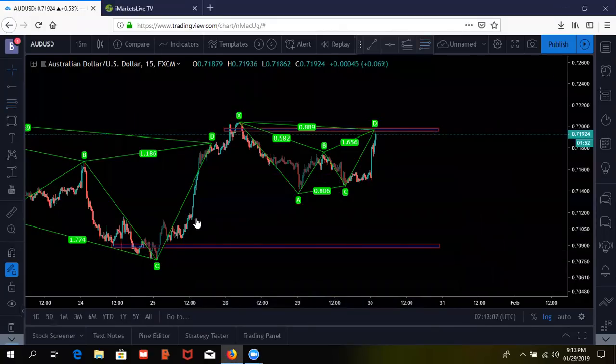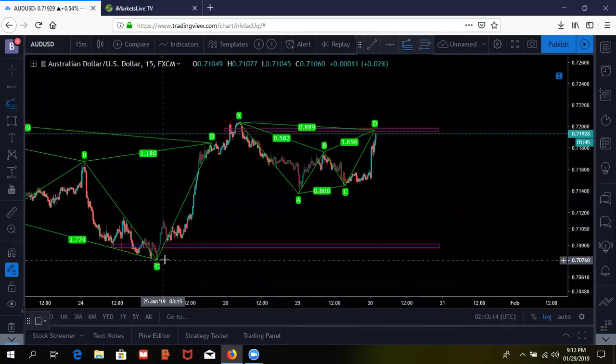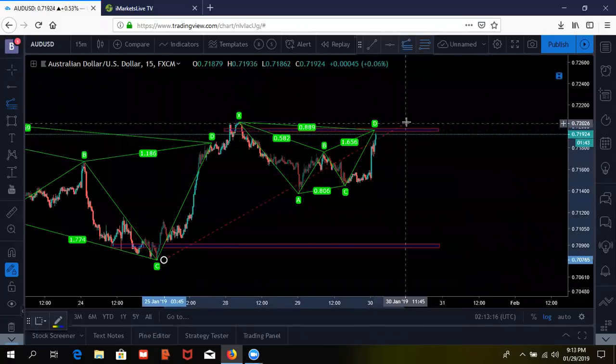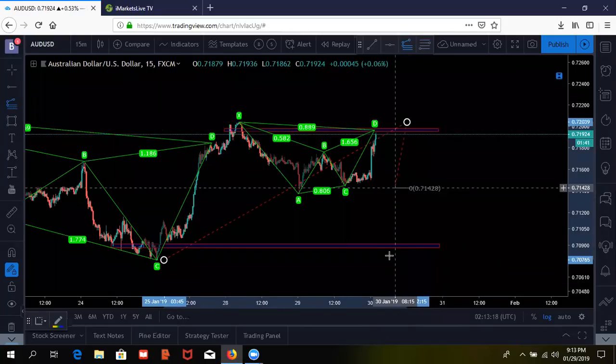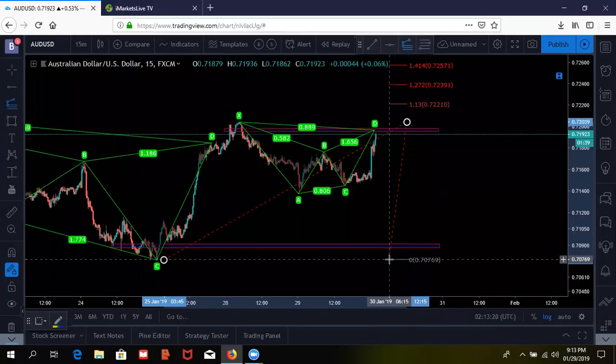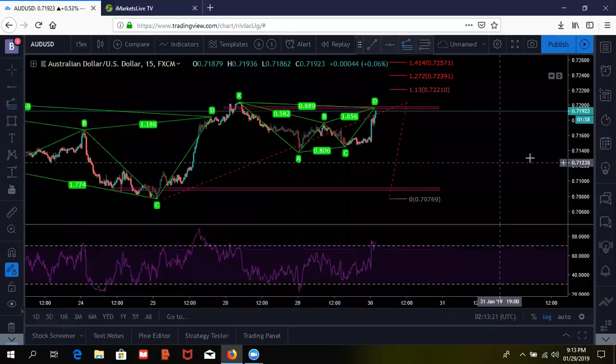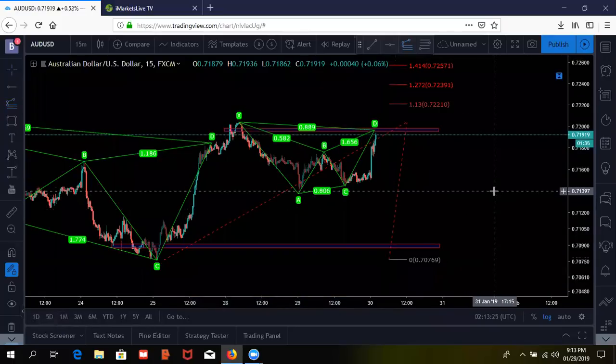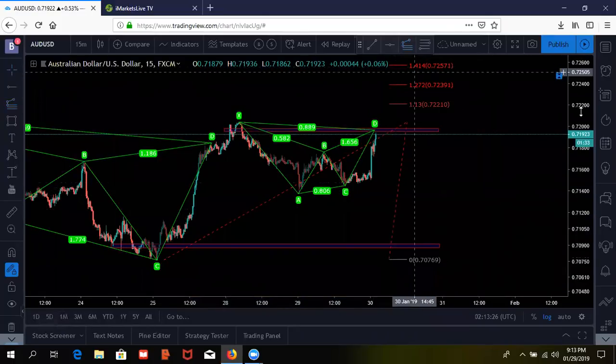So if I go ahead and take my Fibonacci extension for the cipher pattern from X to A, all the way back down to X, price could push up here into this zone up here.